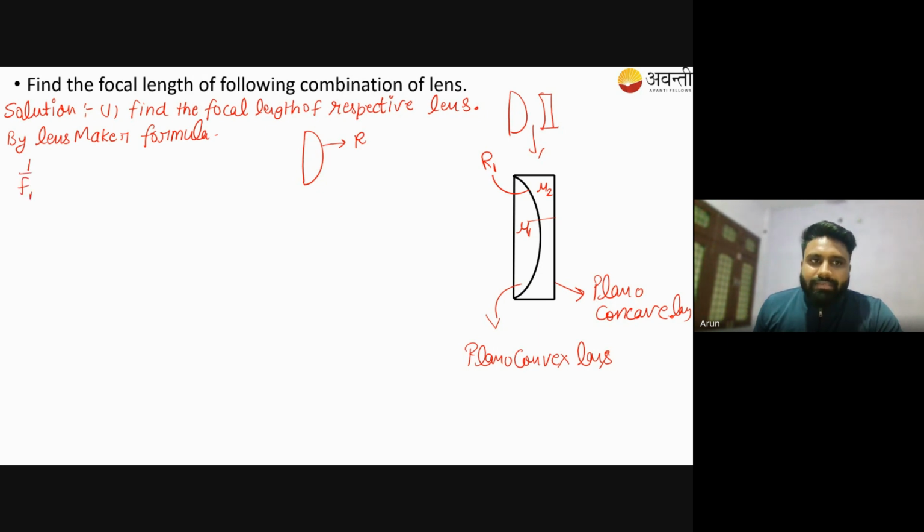So 1 upon f1, what is that? Outside medium is air, so you do not worry about it because air has refractive index mu equals 1. Suppose the plano convex material is mu1. For this lens, it has a refractive index mu1. So mu1 minus 1, into 1 upon r1 minus 1 upon r2.